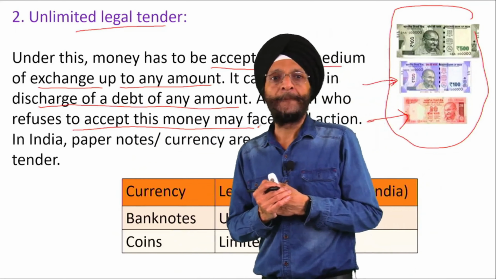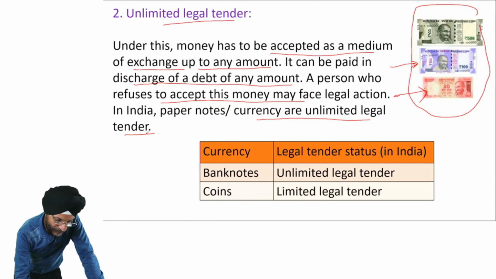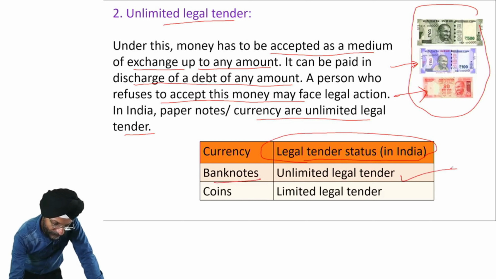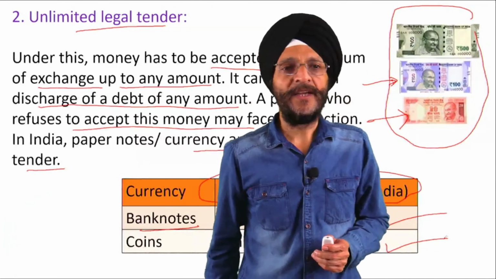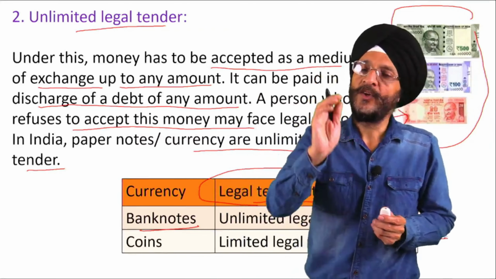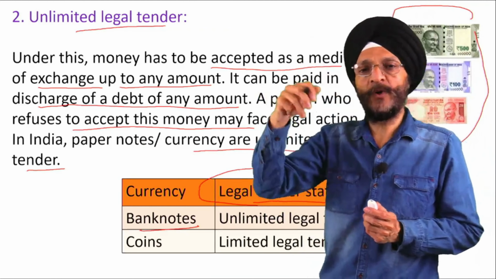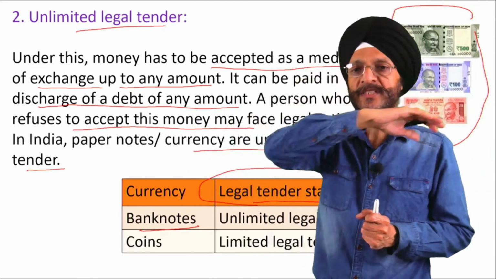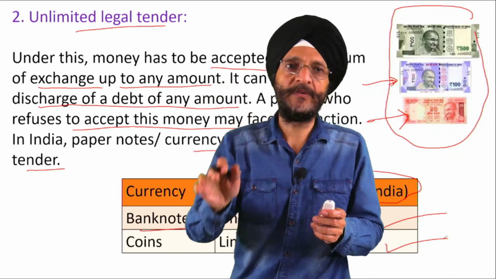In India, paper notes and currency are unlimited legal tender. We are talking about the legal tender status in India. Banknotes are unlimited legal tender, and the coins are limited legal tender in India. That is, with the help of coins, you can make purchases up to a certain amount only, and the shopkeeper or the seller may refuse to accept the coins after a particular limit. Up to a certain amount these coins will be acceptable.